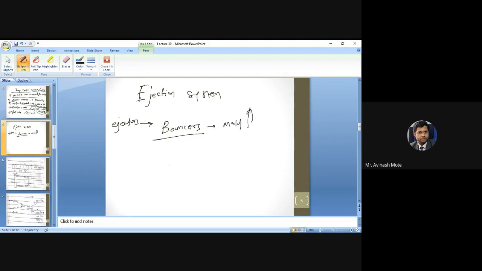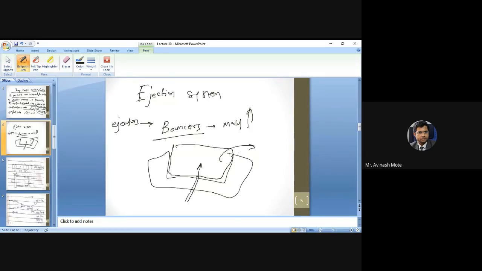from the mold cavity. Suppose this is the mold cavity, and this is the product inside this, a simple rectangular product. From this side we'll have some pin type ejector, which will push this product out of this.